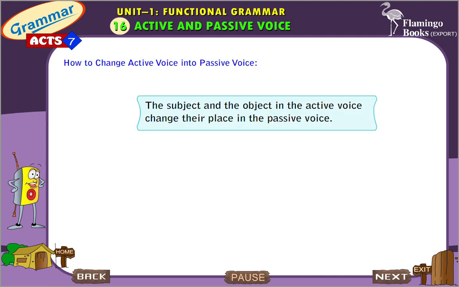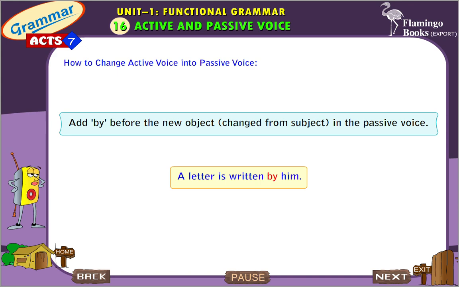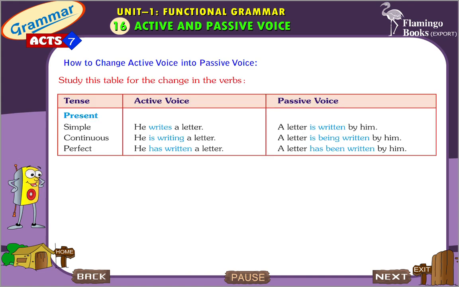How to change active voice into passive voice. The subject and the object in the active voice change their place in the passive voice. Subject into object and object into subject. Add by before the new object, changed from subject in the passive voice. Study this table for the change in the verbs.